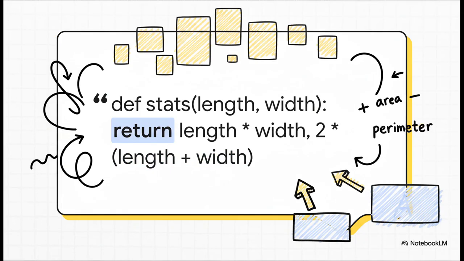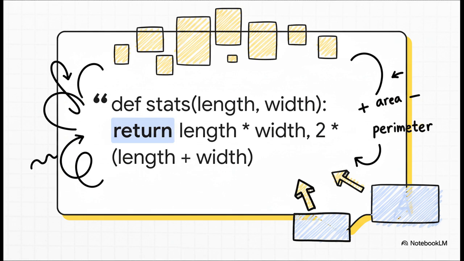And get this, it's even more flexible than that. You're not limited to returning just one thing. This function calculates both the area and the perimeter of a rectangle, and then it returns them both at the same time. We can then just neatly catch those values in two separate variables.